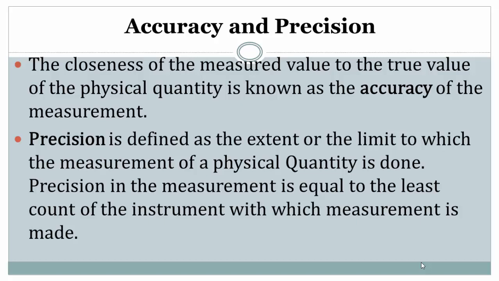Now let us understand what is precision. It is defined as the extent or the limit to which the measurement of a physical quantity is done, which means a physical quantity measurement is equal to the least count of the instrument with which the measurement is made.